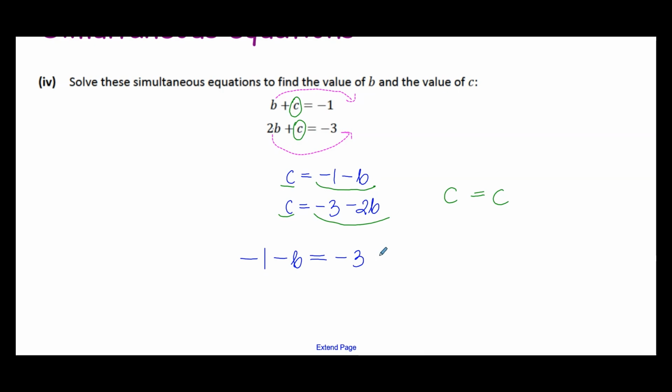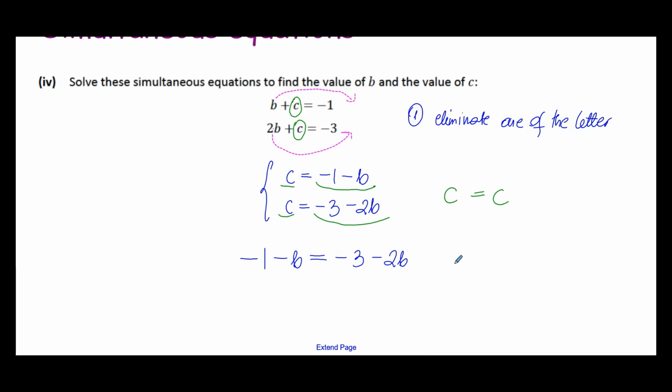Now, before we run with solving it, remember, what is the first thing we need to do in simultaneous equations? We have 2 letters, sometimes 3, but the first thing we do is to eliminate one of the letters. That's what we are trying to do, to eliminate one of the letters. And that's what we've done. From 2 equations and 2 letters, now we have 1 equation, 1 letter.